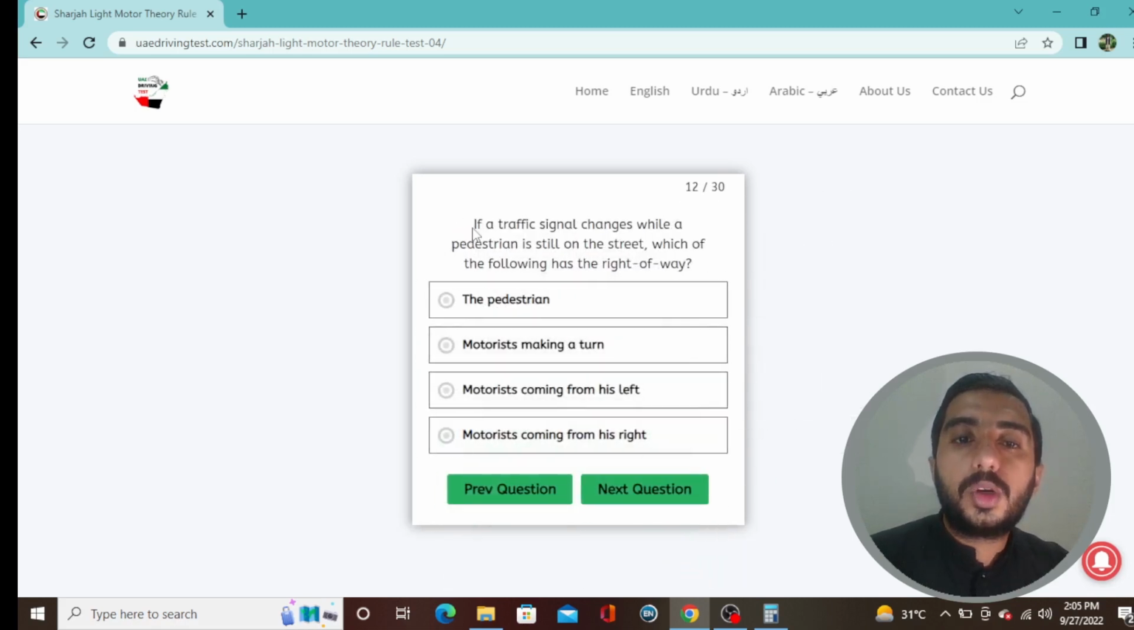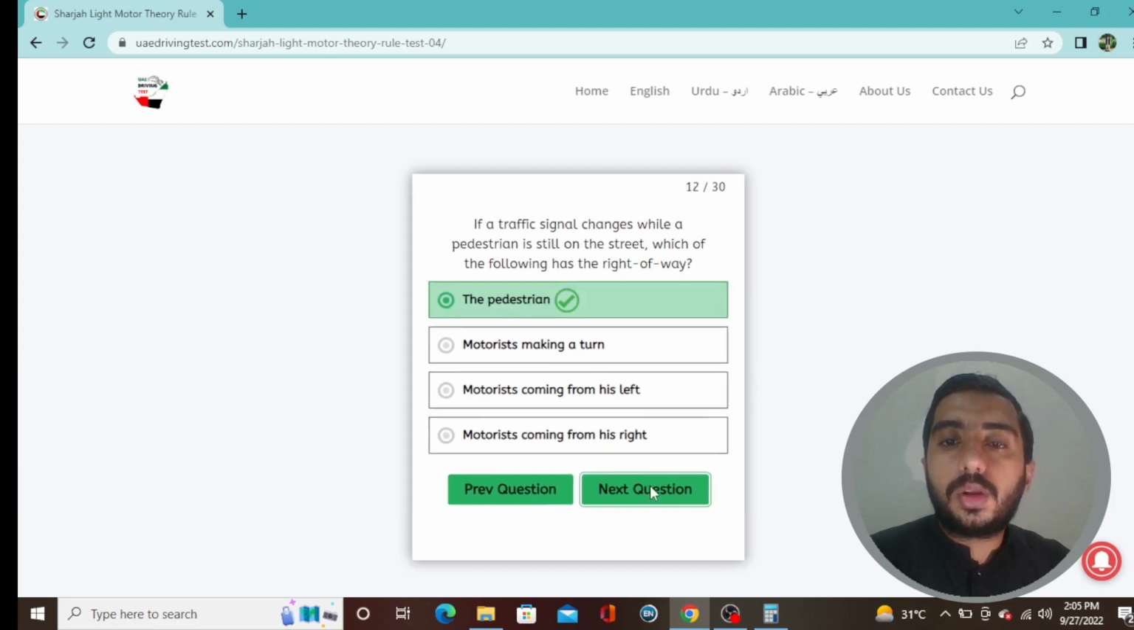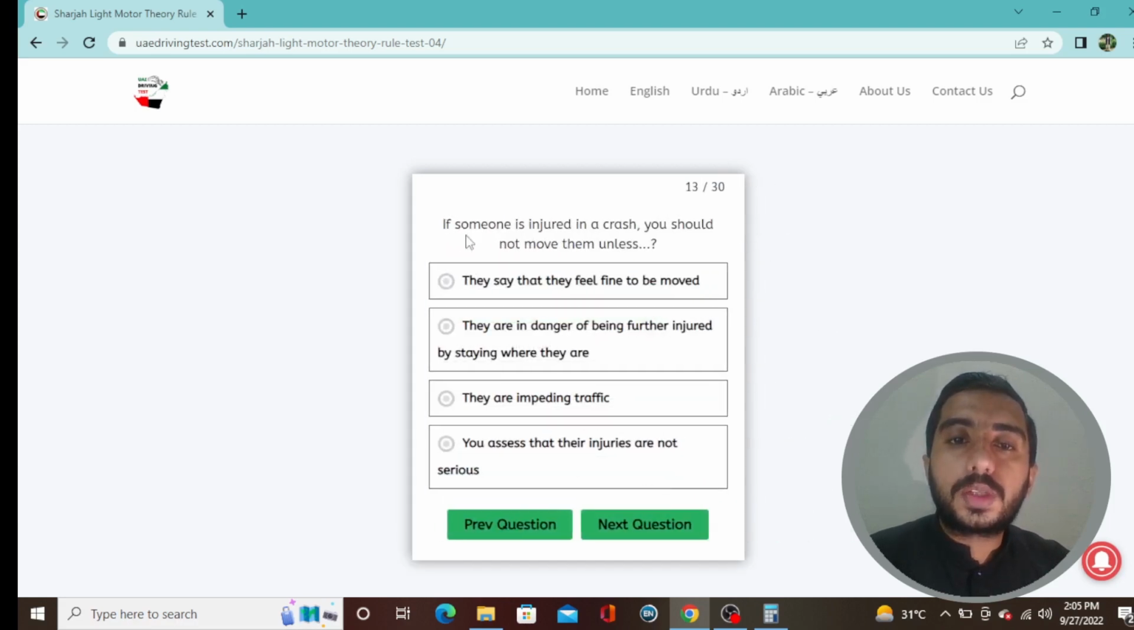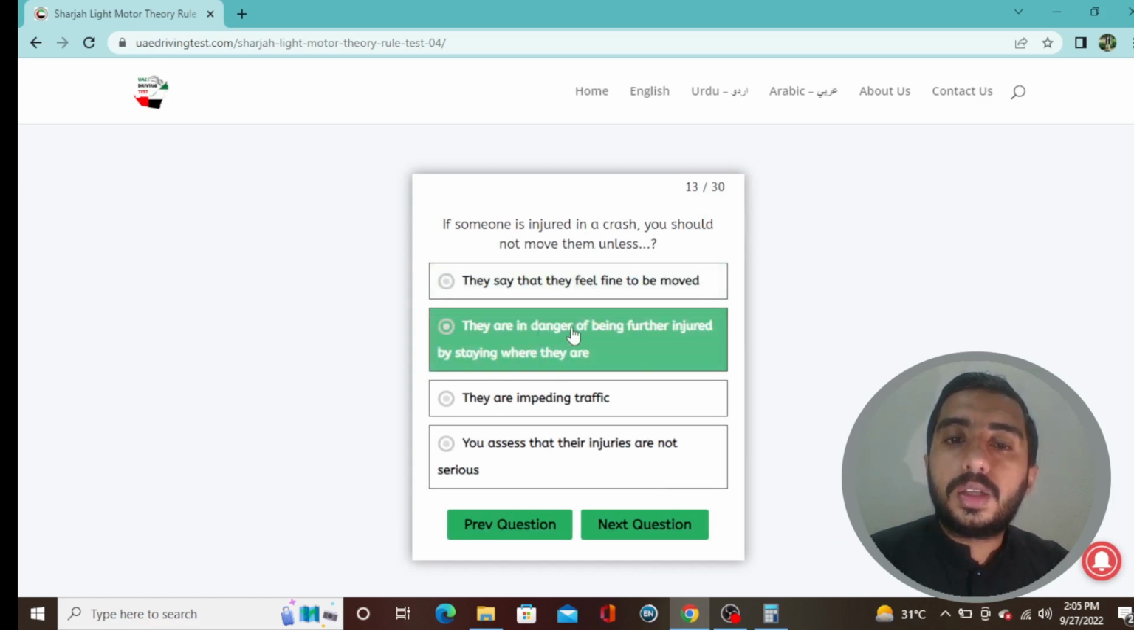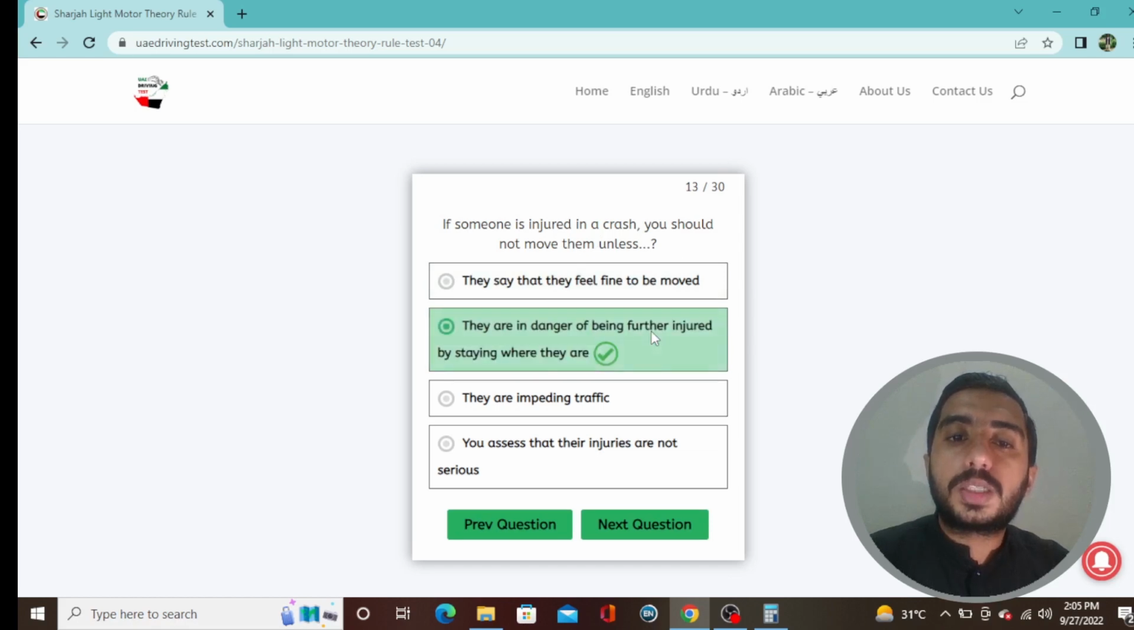And our question number 12 is, if a traffic signal changes while a pedestrian is still on the street, which of the following has the right of way? Definitely the pedestrians always have the right of way. Option A is the correct one. Next question. If someone is injured in a crash, you should not move them unless they are in danger of being further injured by staying where they are. Option B is the correct one.